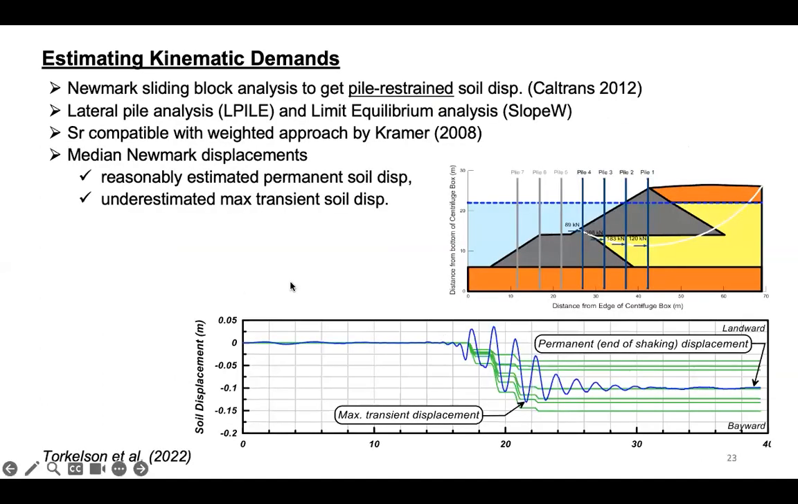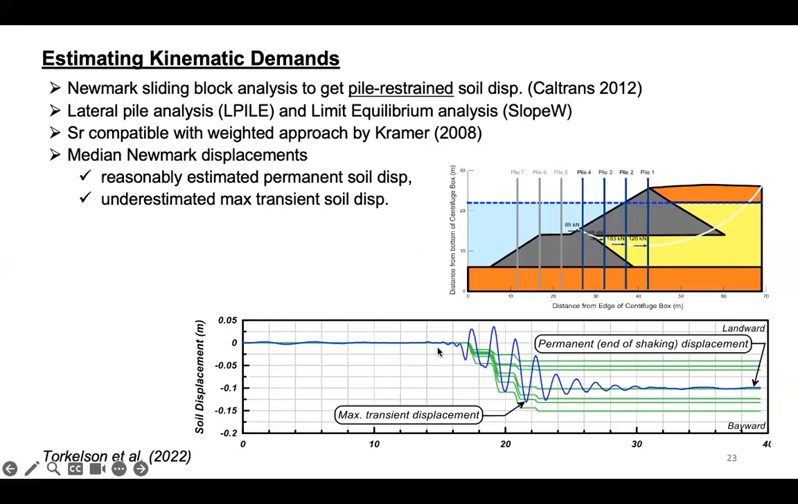Now, how do we get those soil displacements? Caltrans has a nicely described document on how to use Newmark sliding block analysis to get the pile-restrained soil displacement. This accounts for the restraining effect of the piles, sometimes also called the pile pinning effect. You need to combine the analysis. It uses lateral pile analysis in software like LPile, combined with limit equilibrium analysis in something like Slope/W.